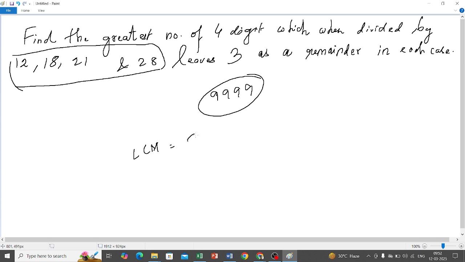LCM 252. 252. Everybody got it? First of all, get this. Bhavna and Pakshi.